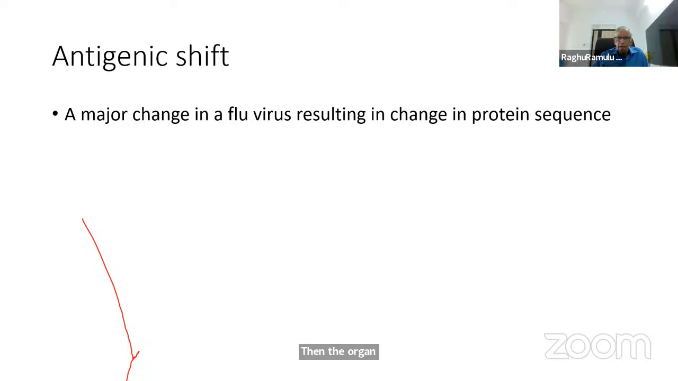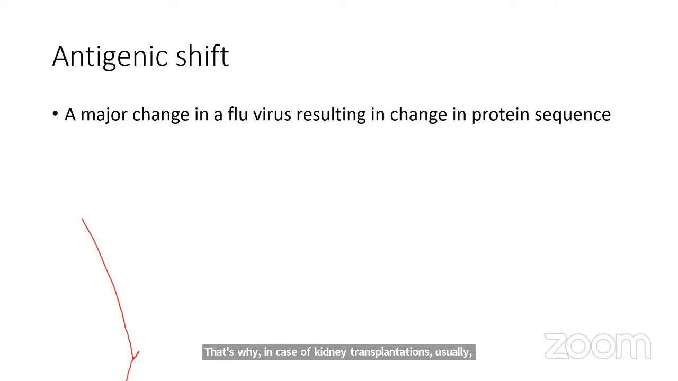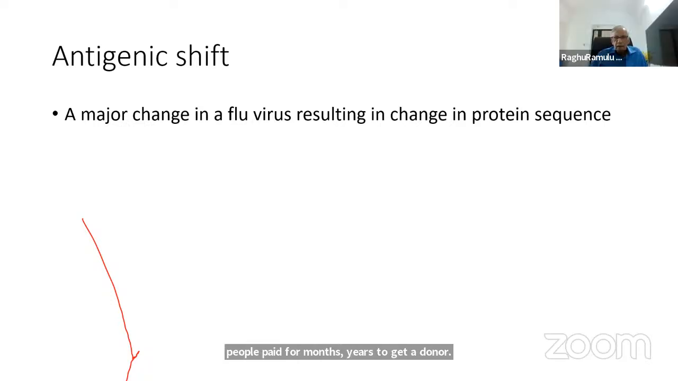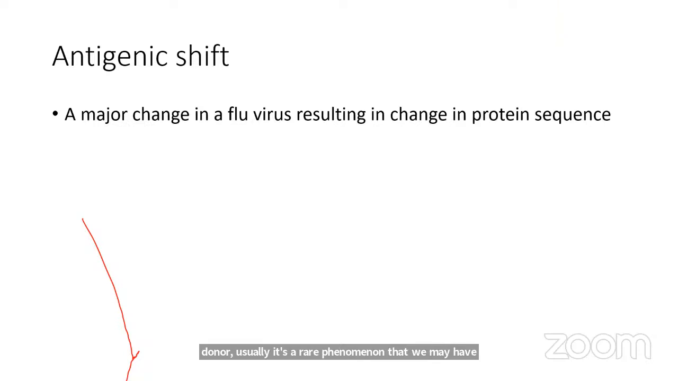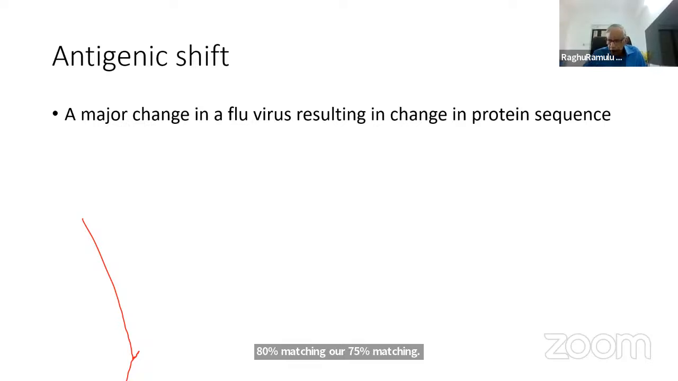That's why in the case of kidney transplantations, usually people wait for months, years to get a donor. Because if you go on searching for a similar type of donor, usually it is a rare phenomenon that we may have 80% matching or 75% matching. And during this transplantation mechanism, this foreignness of antigen is very, very important.